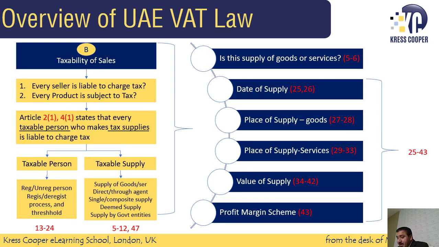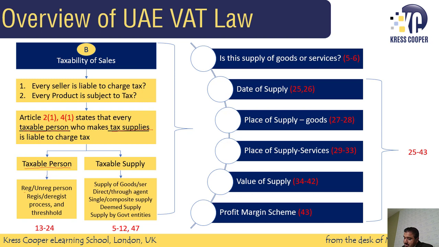Next is taxability of the sales. Definitely some questions will be hitting your mind. The first question is whether every seller is liable to charge 5% tax. Second, whether every product is subject to tax. The answers to these two questions have been given in Article 2.1 and Article 4.1 of the law. The law says every taxable person who makes taxable supplies is liable to charge tax. So it means every taxable person. And the law says a taxable person is the person who is registered for VAT purposes, or the person who is liable to register for VAT purposes.